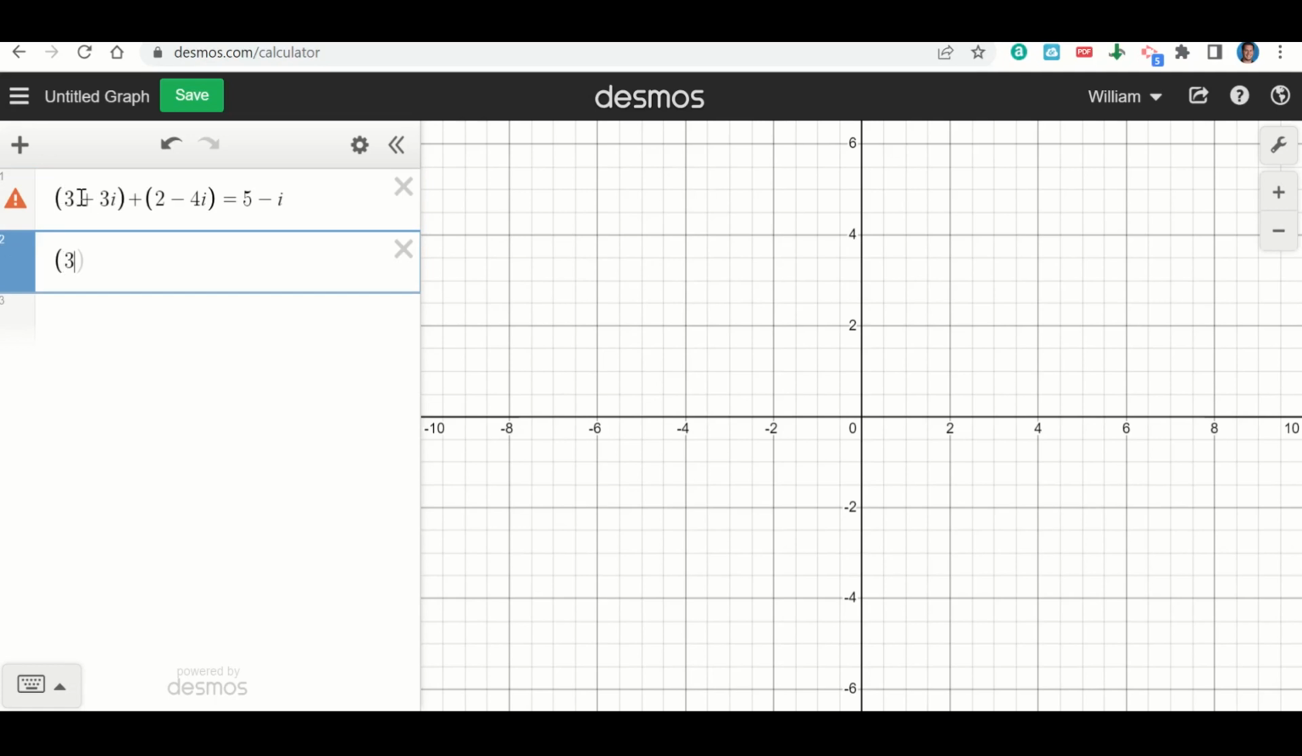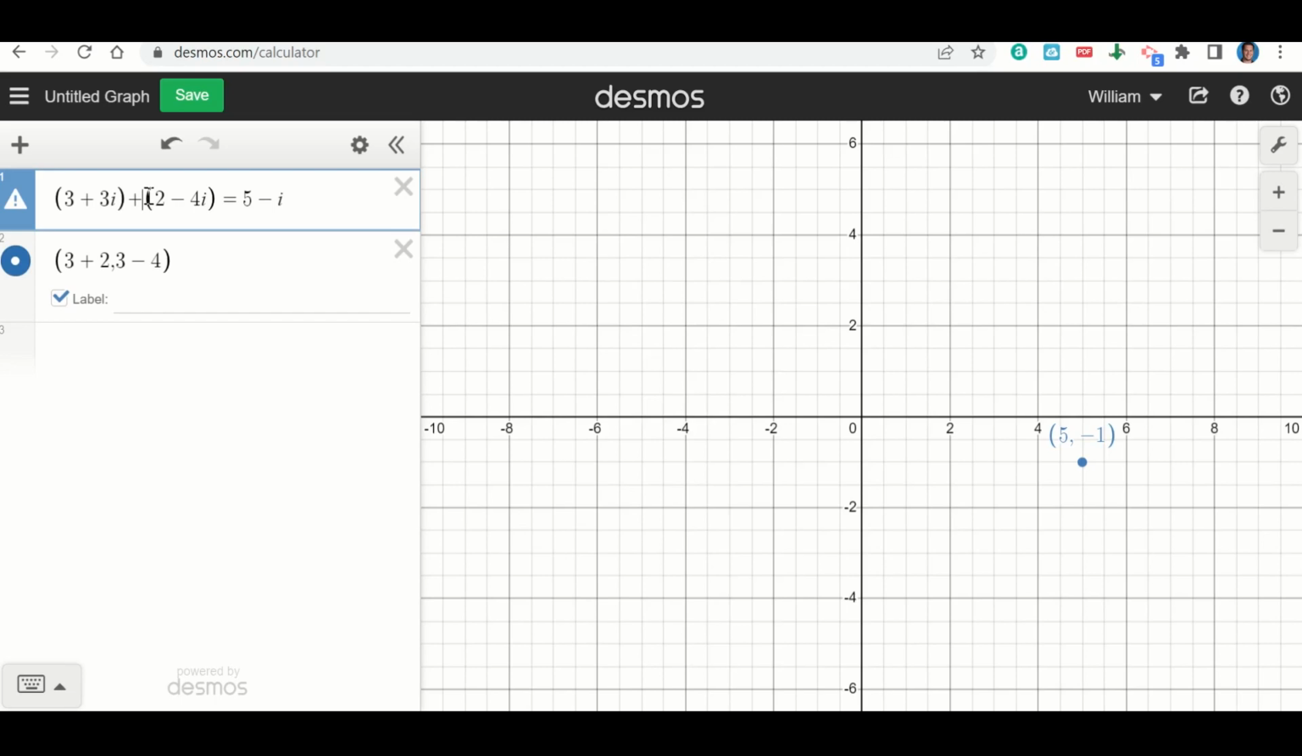So we have our 3 plus 2, comma, and then our second part, which is 3 minus 4. Right there. So all we did was place that in there. We added the reals, and then we added the imaginary numbers, and we placed them here. And if we label this, we see that it's at 5, negative 1, which is the same thing we have here, 5 and negative 1i.